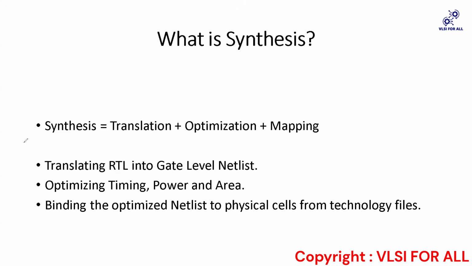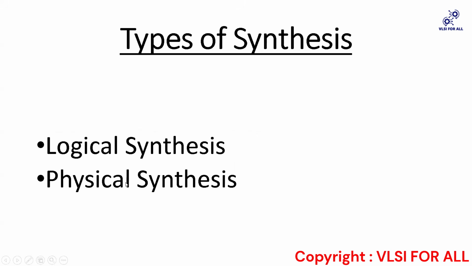Now let's go to the next topic, which is why synthesis is important. Before that, let's see what the types of synthesis are. There are two types of synthesis: logical synthesis and physical synthesis. Logical synthesis is converting RTL into gate level netlist, and physical synthesis takes the gate level netlist and maps it to the specified IC. You need to understand the difference between logical synthesis and physical synthesis. Now let's move further.